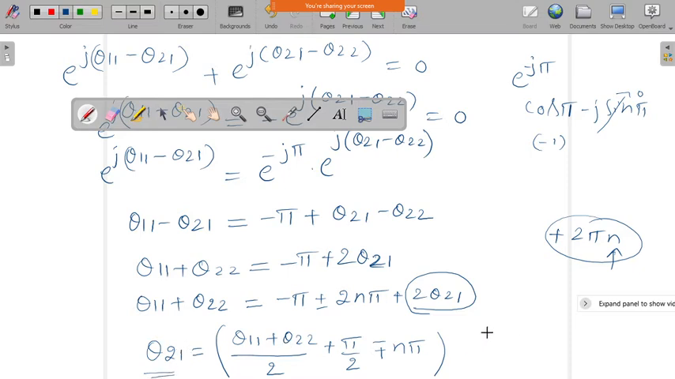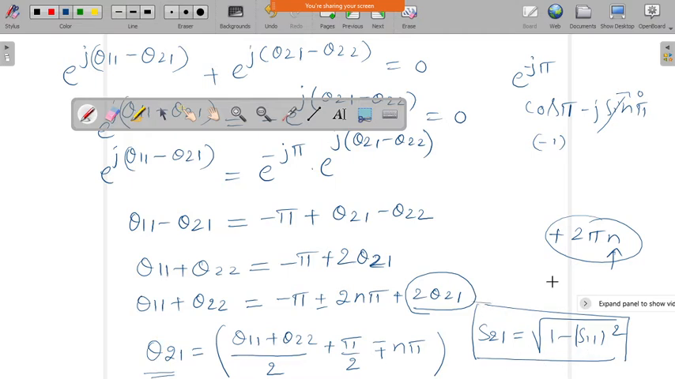Now we have S21 in terms of S11, we can write the magnitude as the square root of 1 minus S11 squared. So this is the magnitude for the parameter S21, and this is the phase for S21 in terms of theta 11 and theta 22. Even we can get other parameters like S12 in terms of the other parameters.